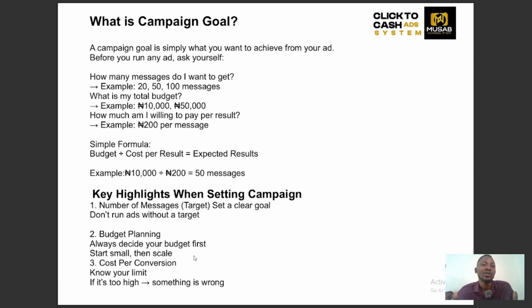Cost per conversion, know your limit. If it's too high, then something is wrong. You can have an ad that a lot of people are going to, they are clicking, but they are not converting. It can cost you more money. So what you do is either to kill the ad, or pause the ad, or you strategize. So that is that about campaign goal.